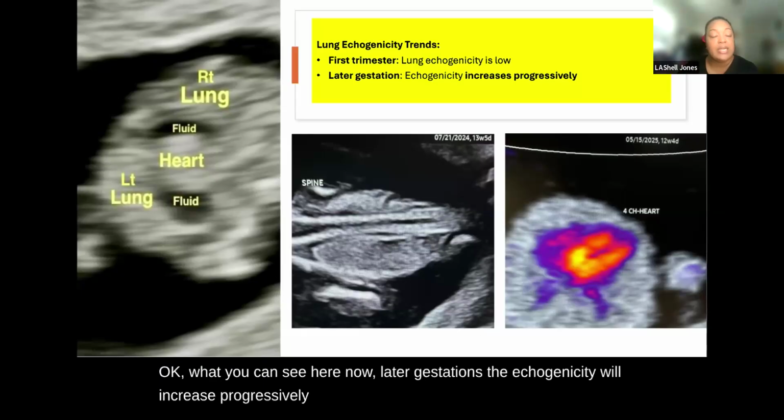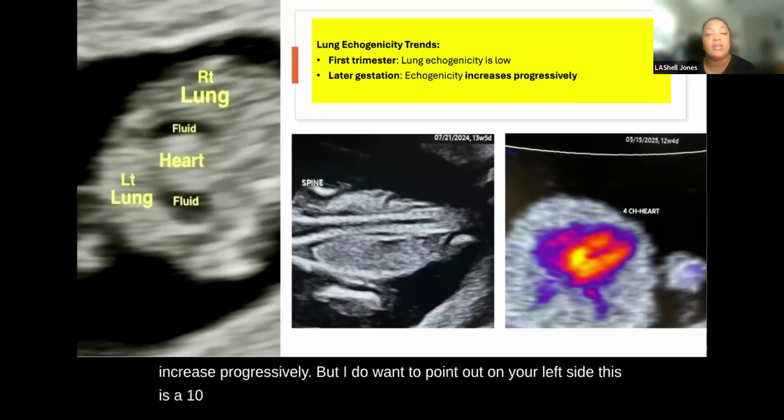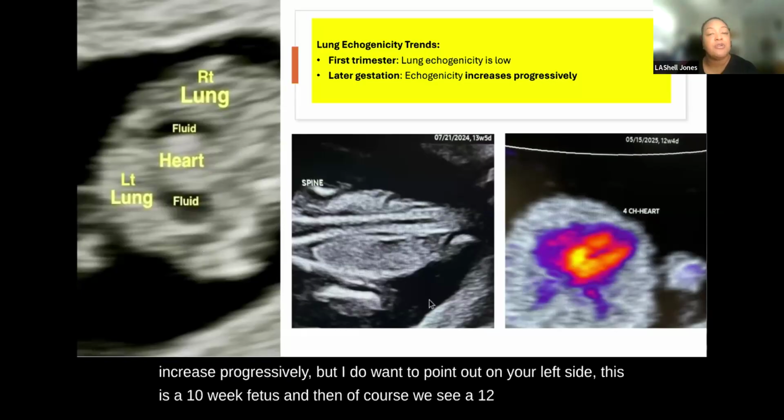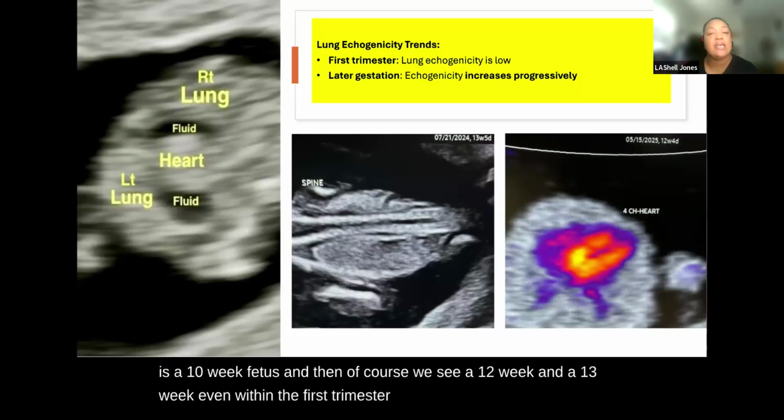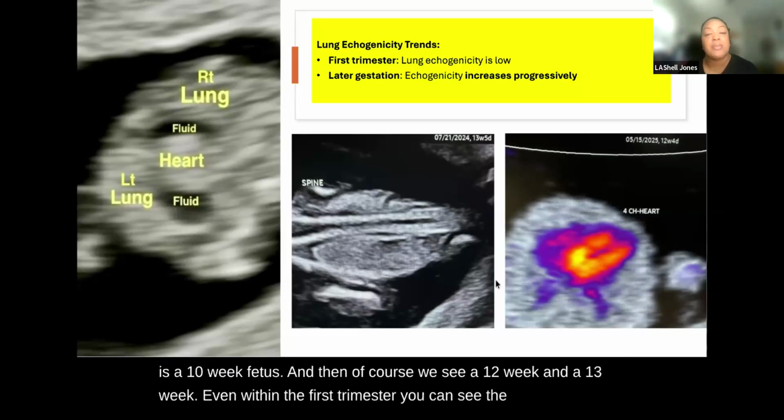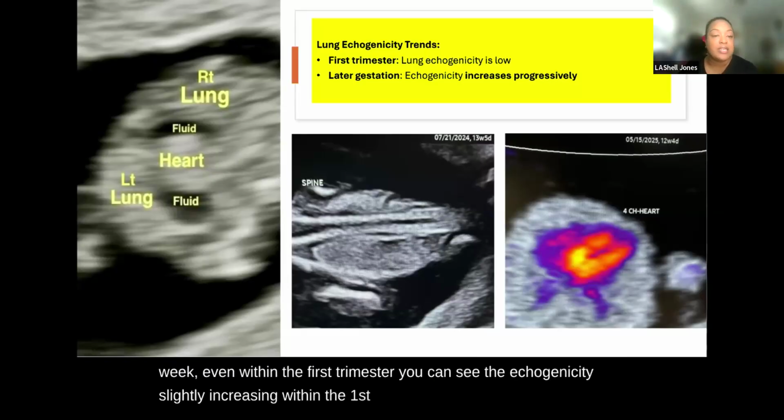But I do want to point out on your left side, this is a 10-week fetus. And then, of course, we see a 12-week and a 13-week. Even within the first trimester, you can see the echogenicity slightly increasing. So I did want to point that out.